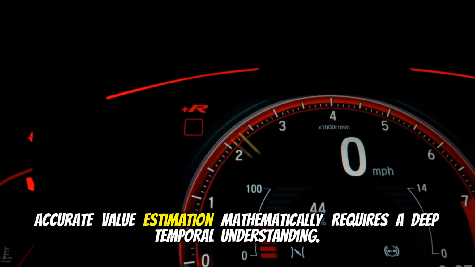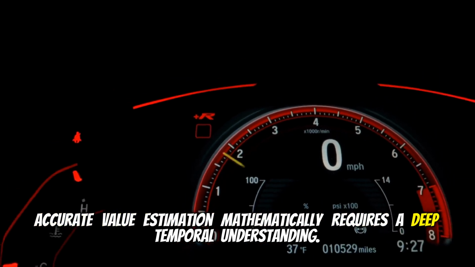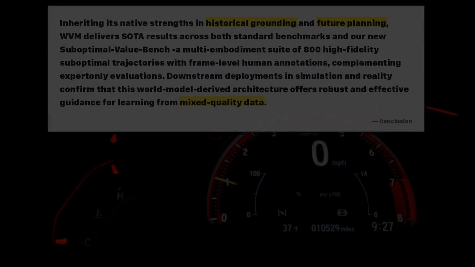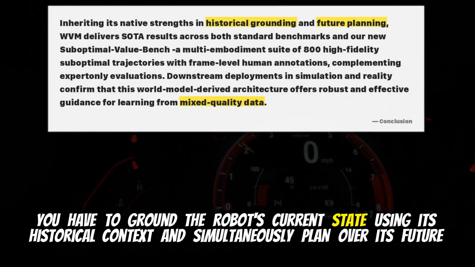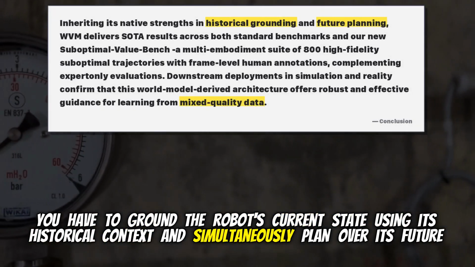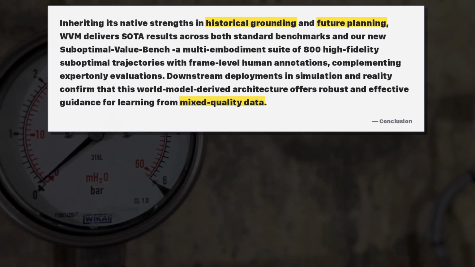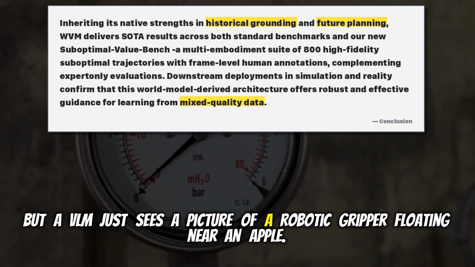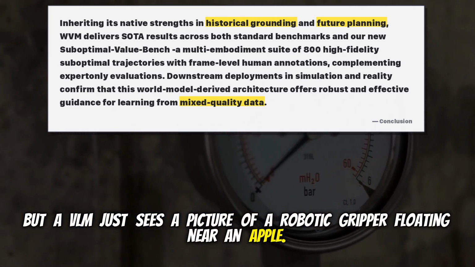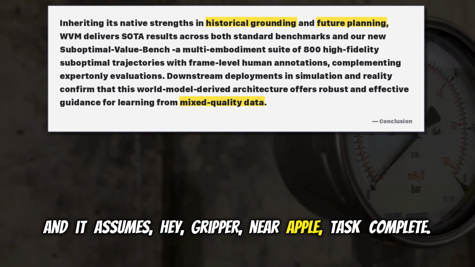Accurate value estimation mathematically requires a deep temporal understanding. You have to ground the robot's current state using its historical context and simultaneously plan over its future outcomes. But a VLM just sees a picture of a robotic gripper floating near an apple. And it assumes, hey, gripper near apple, task complete.